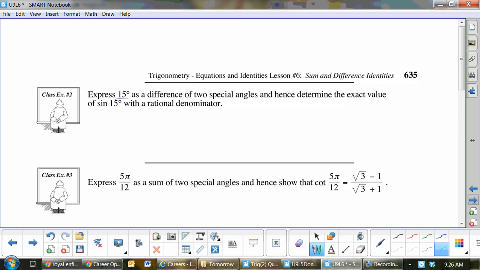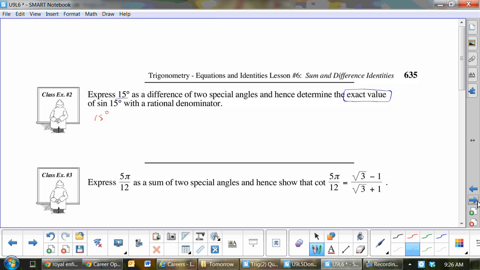Express 15 degrees as a difference of two special angles and hence determine the exact value. Okay? Now how are you supposed to pull off the exact value? Well, do what you know. Now you don't know how to find 15 degrees. But you get out your unit circle, and is there two things you can add together or subtract that will give you the answer 15? What are they?